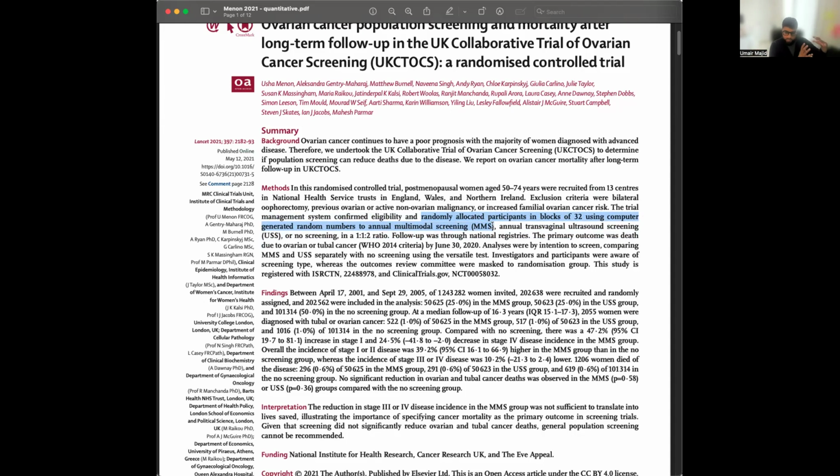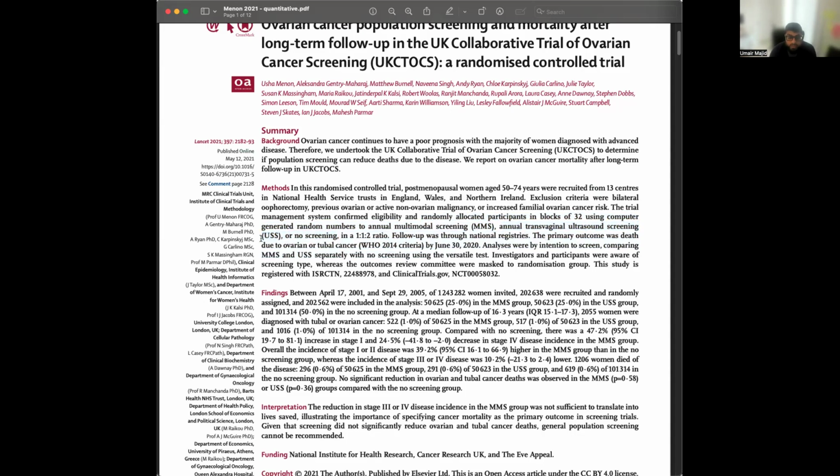Those blocks of 32 patients were randomly assigned using a random sequence generator, and they were given a particular label. They were identified as cohort 1, cohort 2, cohort 3, and analyzed individually and separately based on their outcomes. Annual transvaginal ultrasound screening, USS, or no screen.